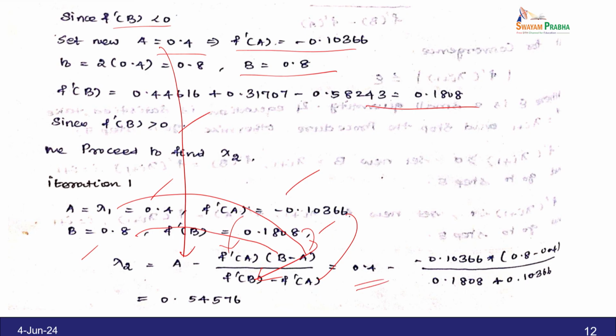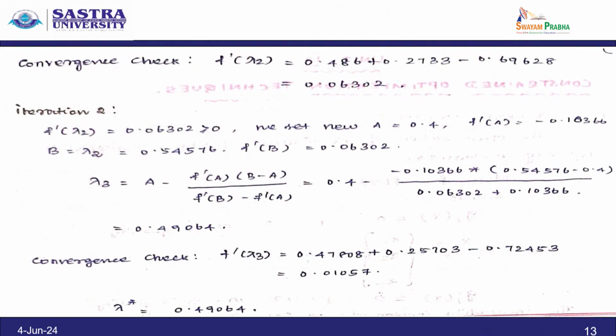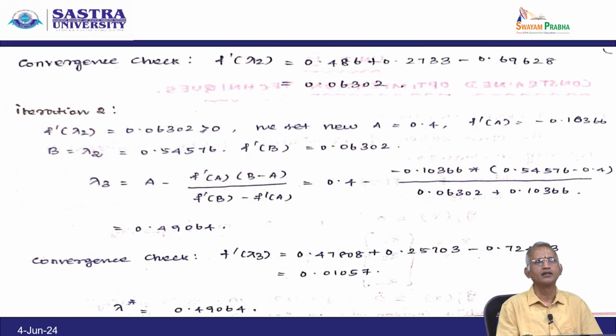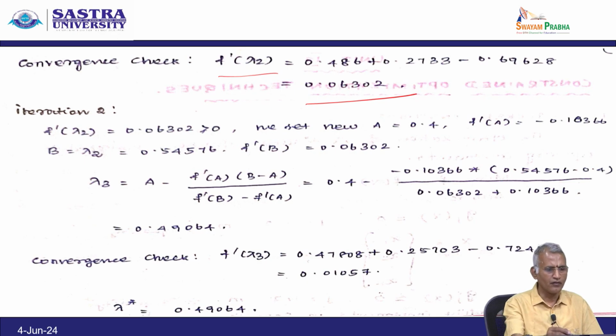minus minus 0.10366 into B minus A, 0.8 minus 0.4, by 0.180 plus 0.10366, which is equal to 0.54576. Now the convergence is checked. So f dash of lambda 2 equal to 0.486 plus 0.2733 minus 0.69628, which is equal to 0.06302. Now we have iteration.